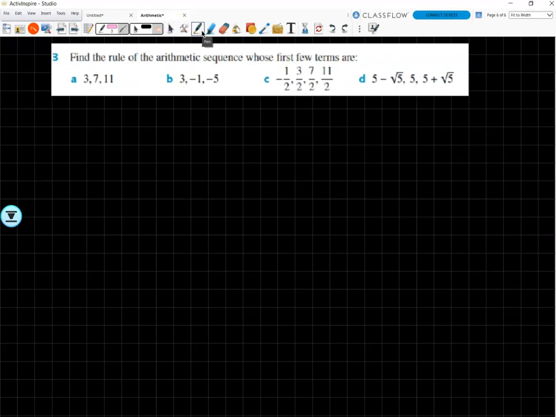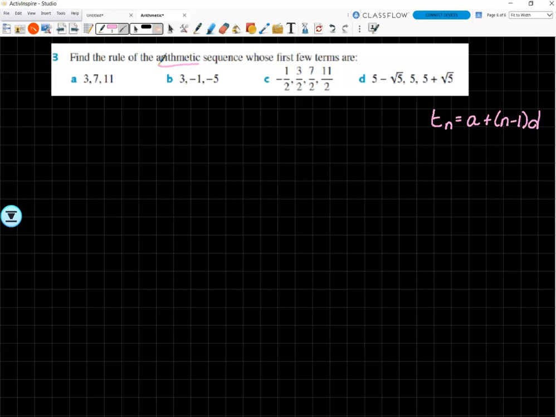So remember, all we know at the moment, chaps and chapettes, is that to get the nth term, it's A plus (n take 1) times D. If we look at this, we want to find a rule for each of these sequences. The first thing we have to check is, are they indeed arithmetic?